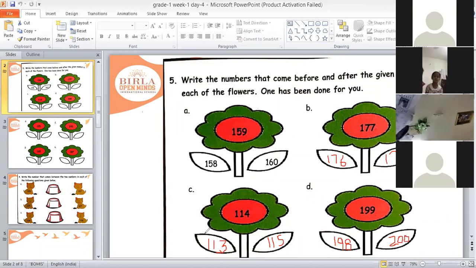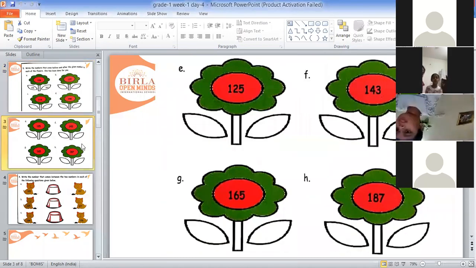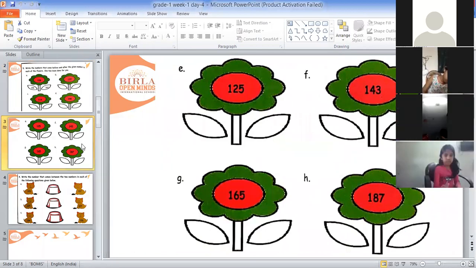Write 200, children. Children, I am using my laptop's cursor. That's why I'm unable to write properly. But you all need to write properly, and your handwriting should be neat and clean, children. Okay. Fine. I hope you all have done till here. So now we'll move to the next bit, that is bit E. Now again you have to see what the number inside that flower is and then you have to answer.